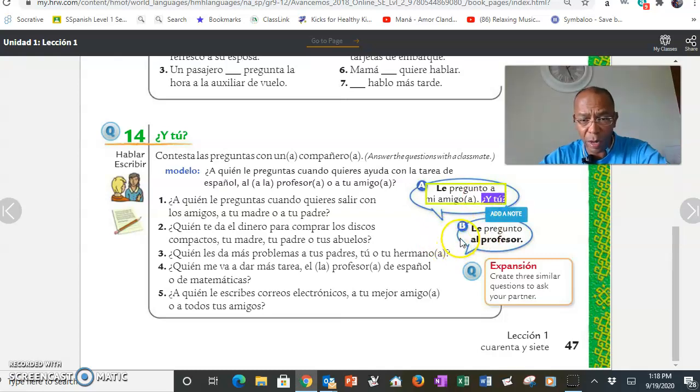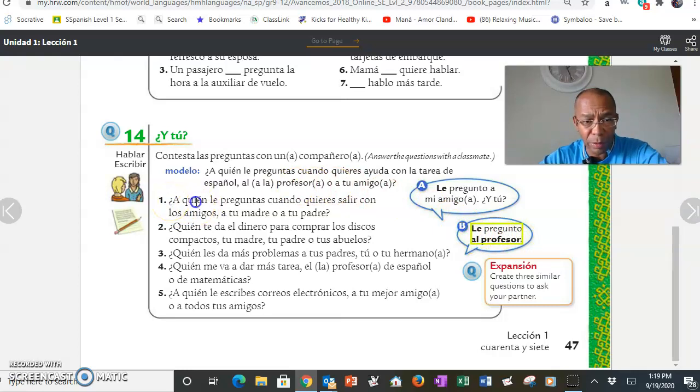The second part of the conversation is student B saying le pregunto, because if you're doing it to one person, he or she, you will say le. Now, if you're asking more than one, it will be les. Le pregunto al profesor. Al profesor is one person, right? So it will be le. So that's what you have to do here with all of them.